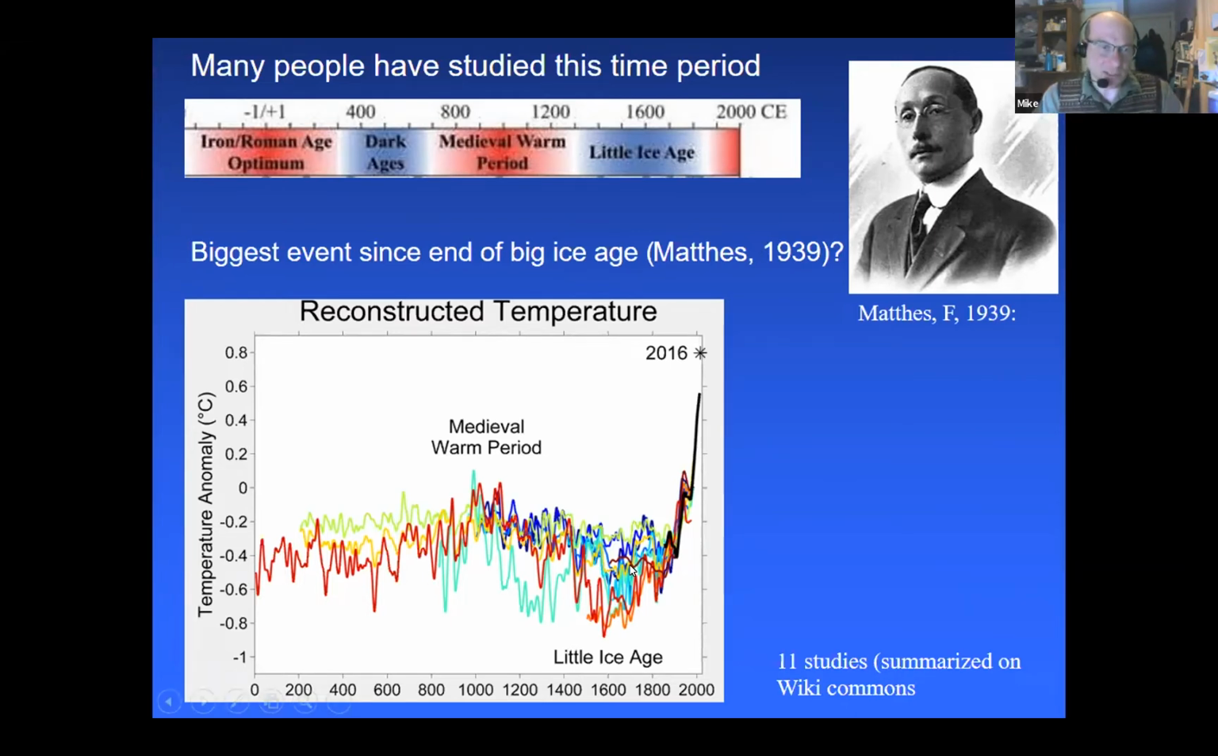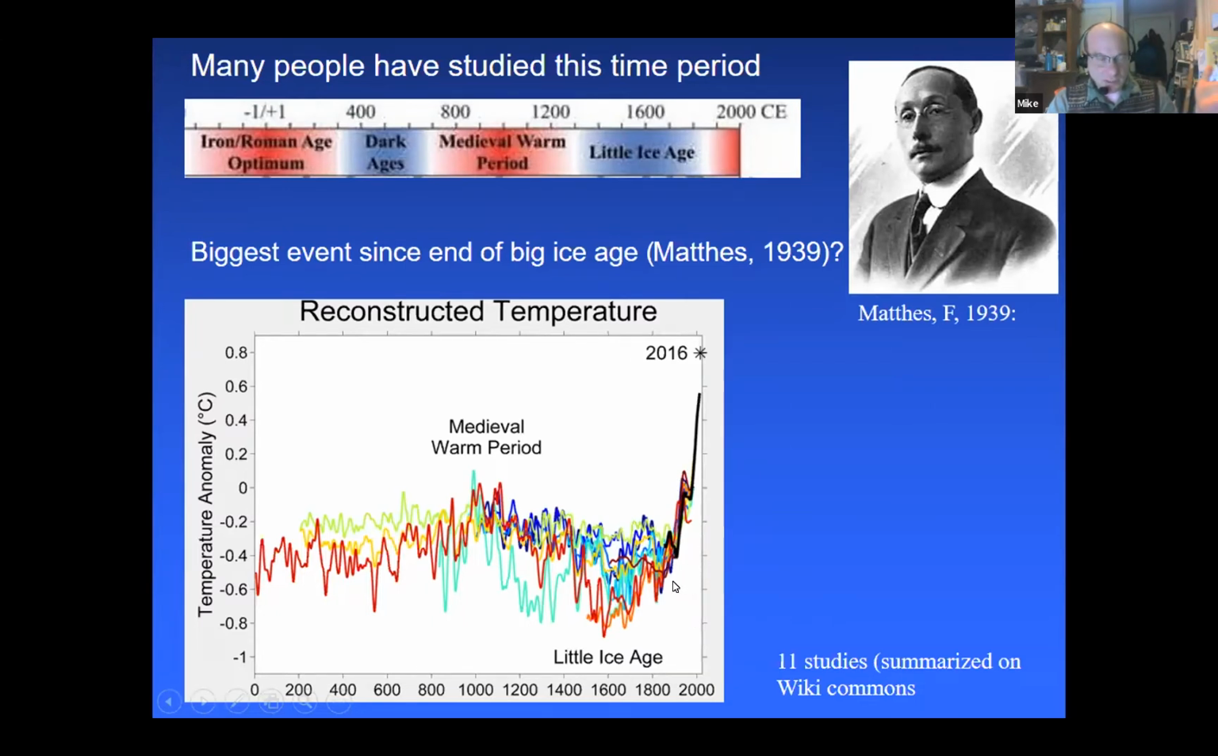The bottom shows various ways we've reconstructed temperature. Many studies over many decades have reconstructed how the temperature has changed over the last couple thousand years. Thermometers don't go that far back. Most temperature records only go back a few decades in most parts of the world.